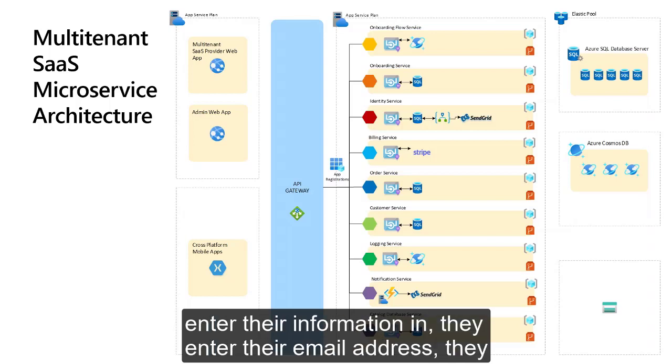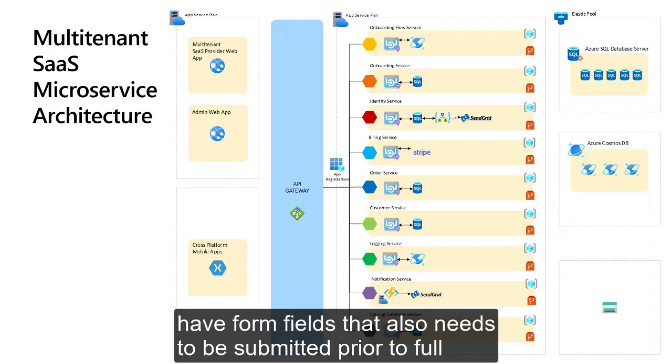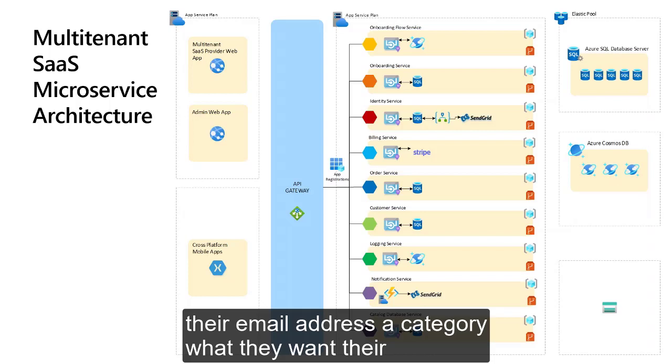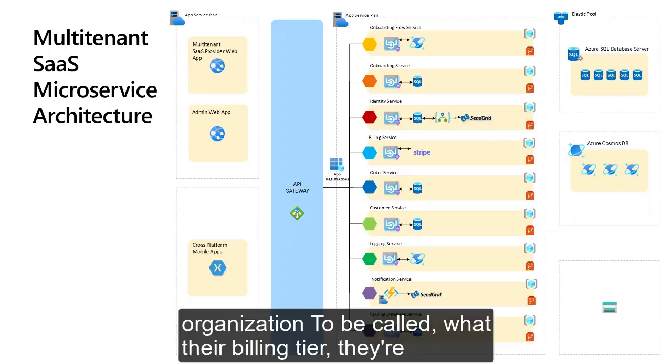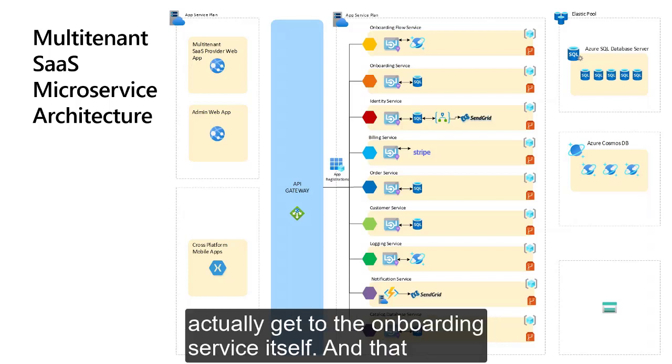They enter their information in, they enter their email address, they enter, for example, additional views that you might have that have form fields that also need to be submitted prior to full onboarding. So let's say, for example, they need to enter their email address, a category, what they want their organization to be called, and what billing tier they're going to select. So all of those have to be selected before they actually get to the onboarding service itself.